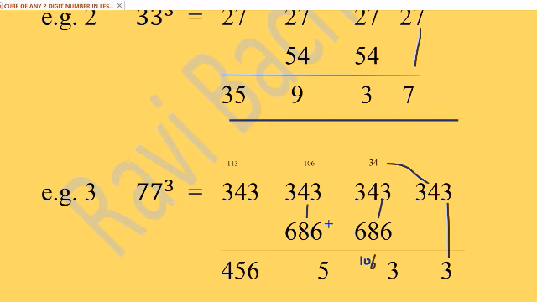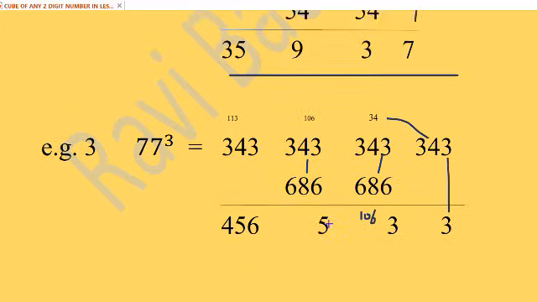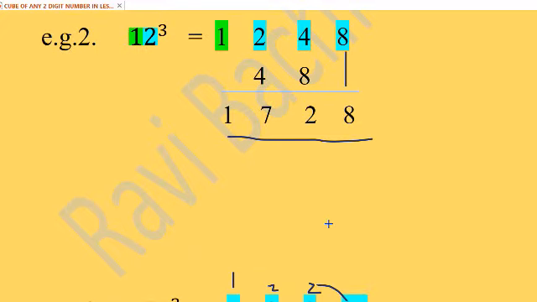Okay, that is how I used to practice in my early ages. So this is all about cubing a 2-digit number.